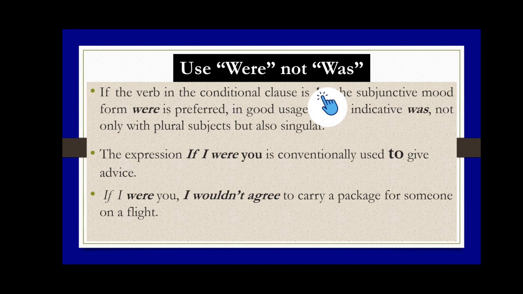So if she were here, she would meet me. If she were here, she would meet me. Is she here right now? Not at all. Is she meeting me? Not at all. So these all are unreal conditional situations, right?